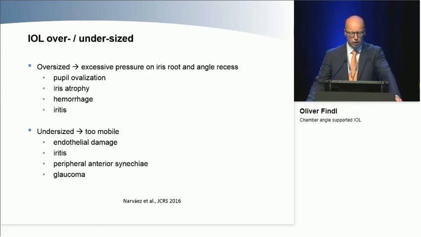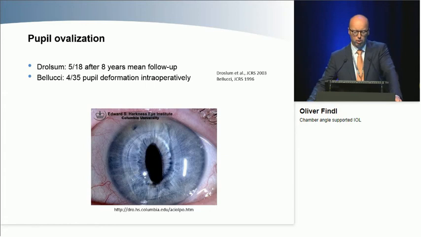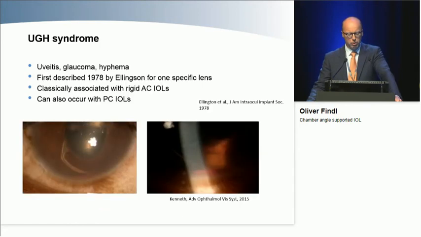But ideally, you would have them in different sizes. You can have oversized or undersized, and I'll go into those problems. Obviously, oversize can cause pupil ovalization. Here you can see also quite high numbers in some of the series which were published.